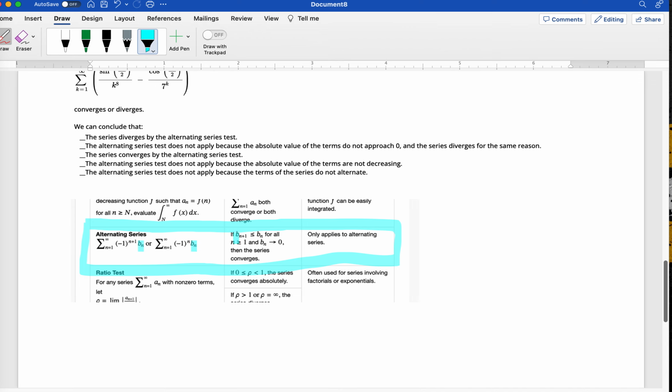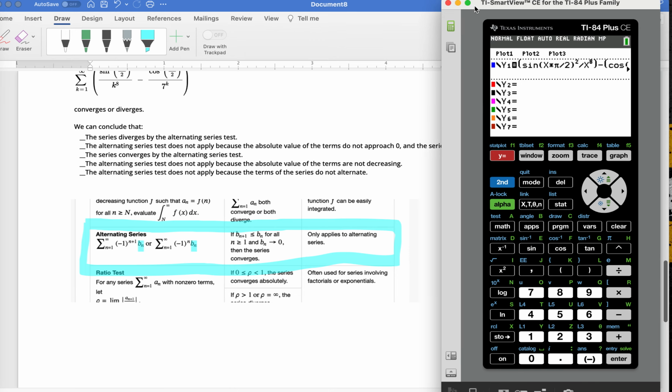if we look to see if those terms decrease for all n's greater than or equal to 1, that's the first condition that we need. And if the sequence of the bn's approaches 0, then by the alternating series test, we can say that the series converges. So to save myself some arithmetic, I put this in on my calculator.